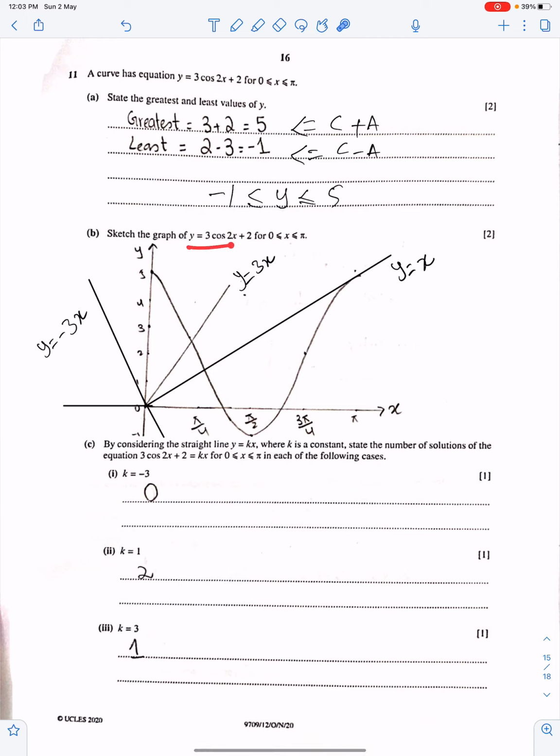Sketch the graph of this. This is the graph. You all have done this in trigonometry, so I'm not discussing how to sketch trigonometric function graph. You just need to sketch this graph from minus 1 to 5. And the mean line is 2. This is the mean line.